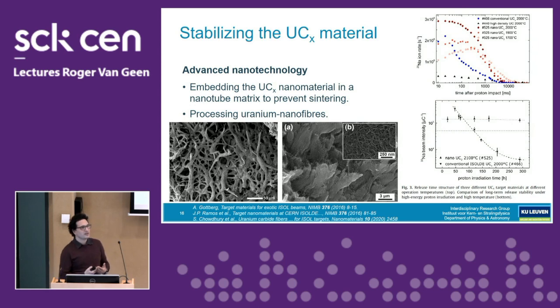And then this nanotube structure is preventing the sintering. It's ensuring that your grains do not get the chance to touch with one another and to sinter with one another. The immediate consequence of that is your X in UCx is no longer between 1 and 2. It goes much higher, so your density goes dramatically down. But your release goes dramatically up. So it is actually something that could be an added value.